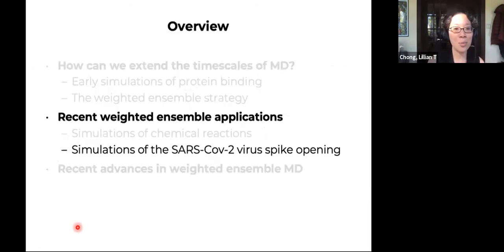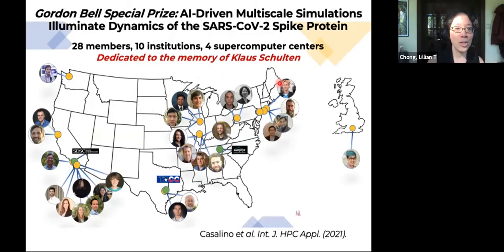All right, so now I'm going to move on to the other extreme, where we've simulated the opening of the spike protein on the surface of the SARS-CoV-2 virus. So this is the largest system that we've yet simulated. And as Rebecca mentioned earlier, this was part of a massive collaboration involving 28 members, 10 institutions, 4 supercomputing centers that got the Gordon Bell Special Prize. And our prize was dedicated to the memory of Klaus Schulten.